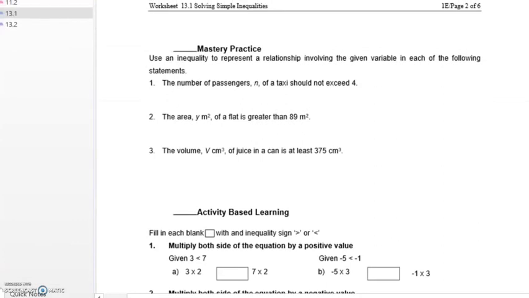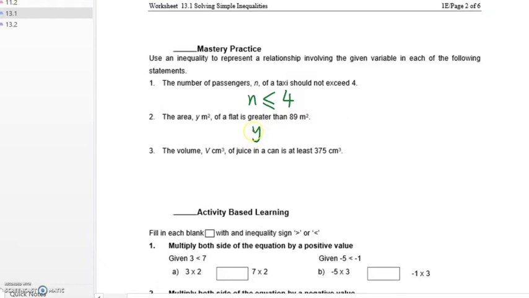Try the mastery practice questions yourself. Put a pause on the video, and then once you're done, play the video to check through your answers. Okay, so let's look at question 1. The number of passengers N of a taxi should not exceed 4. So N is less than 4. Do I put the dash to indicate equals? Well, does 4 not exceed 4? It doesn't. So you do include the dash. Okay, so N is less than or equal to 4.